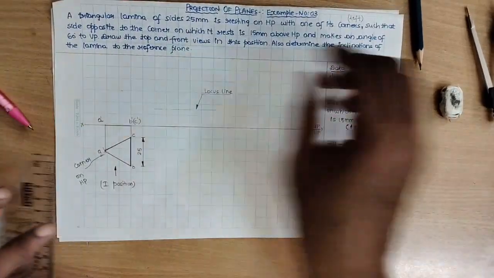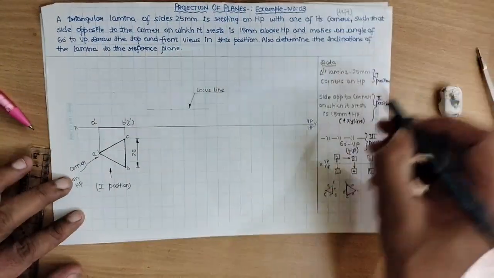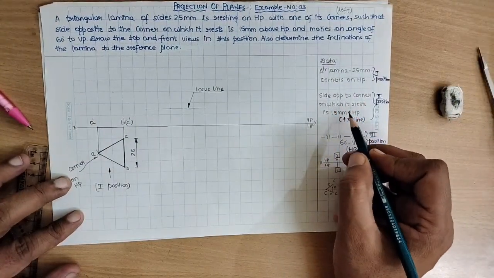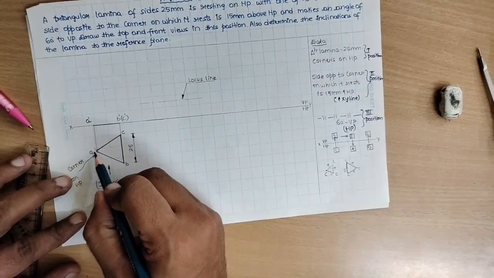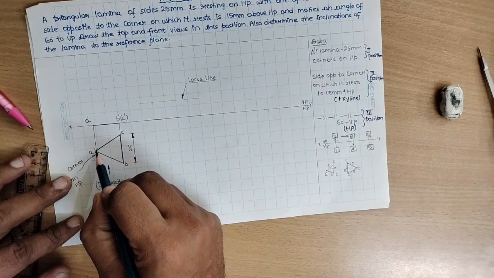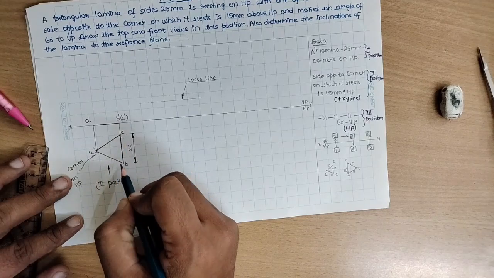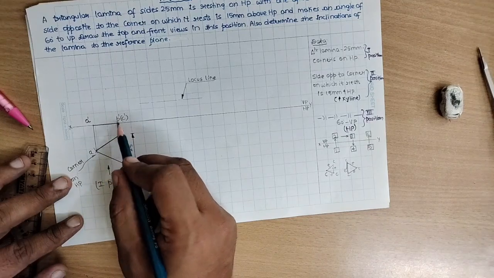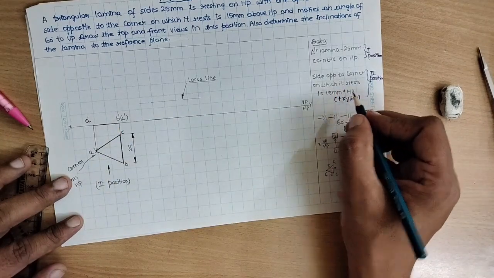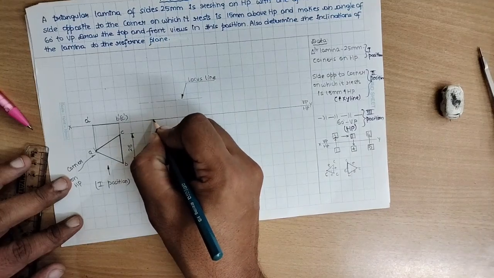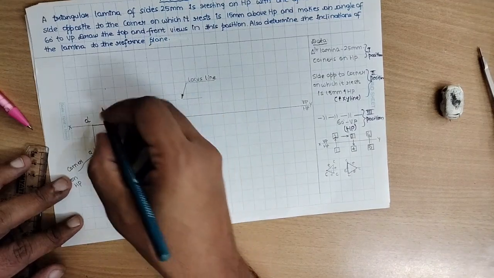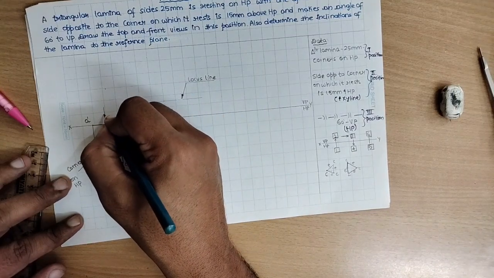What does the condition say? Make use of your compass now. The side opposite to the corner on which it rests. Where is that? This is the corner. So for the corner, this is the resting corner. For this corner, there is the opposite side. What is the opposite side? BC. BC is 15 mm above the HP. Take any convenient point, and meanwhile, this is called lamina.